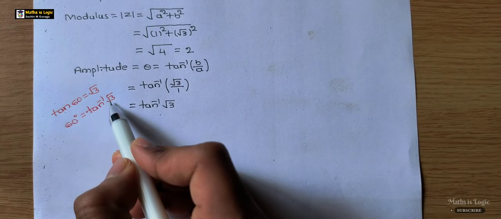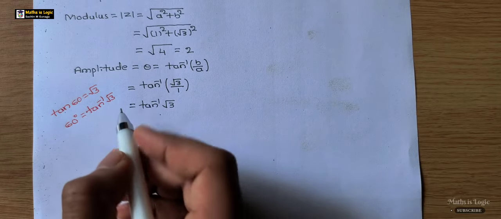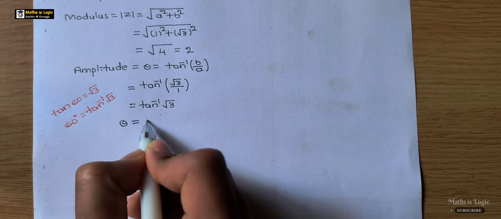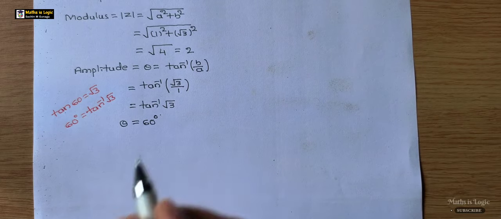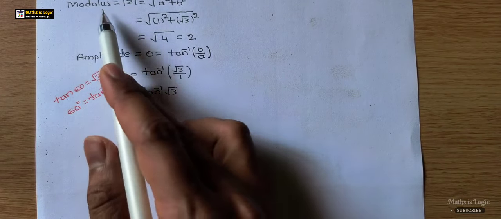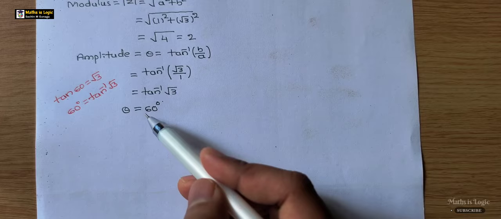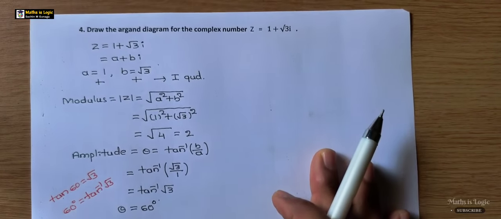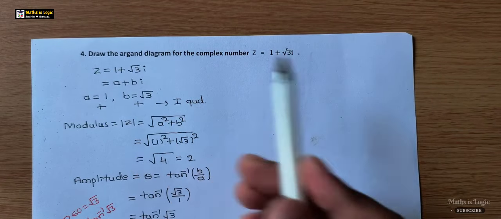That means tan which degree value is root 3? 60 degree value is root 3. Therefore, theta is equals to how much degree? 60 degree. Now, this modulus value and this angle value we have to represent in which diagram? Argand diagram.